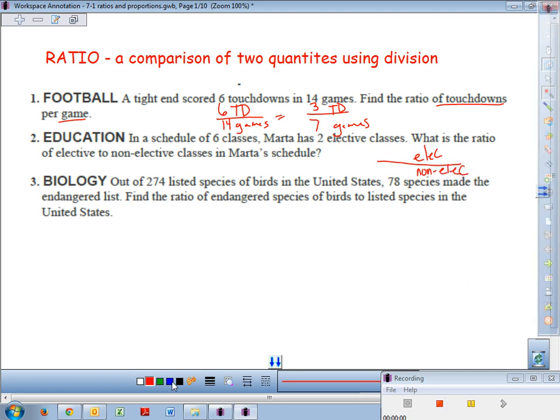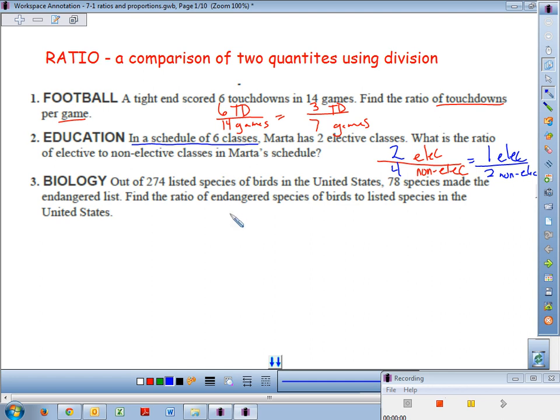She took 2 elective classes, so 2, and 6. You've got to be careful and read for detail. 6 is the total number of classes she took. So if there's 6 total and 2 of them were elective, that means 4 were non-elective, meaning that it reduces to 1 elective for every 2 non-electives that she took.